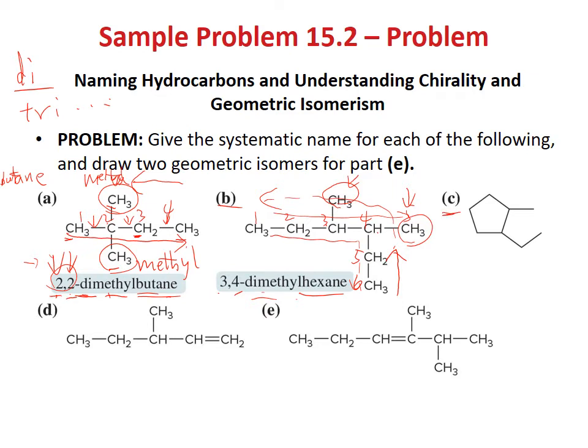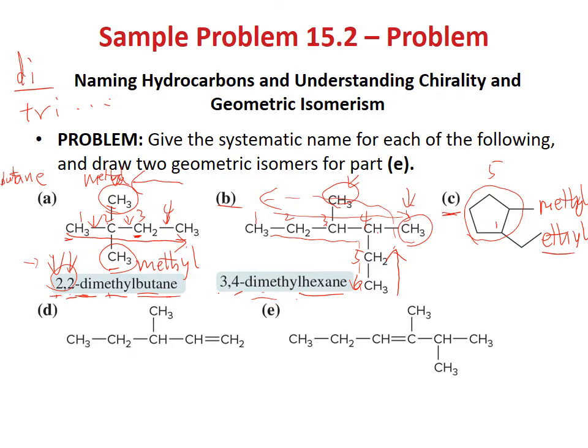Now in question C, we see a ring. And also 5 carbons. 5 carbons means it's a pentane, and whenever you see a ring, it's a cyclo. So cyclopentane, and then you need to number it. When you number it, you number from one of the alkyl groups. So this is a methyl attached to the ring, and this is ethyl. Okay, we use alphabetical order. So ethyl is before methyl.